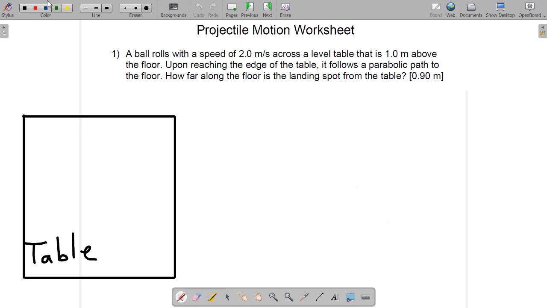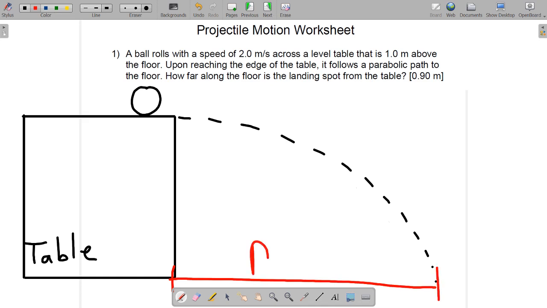So to draw this out, here's what's happening. We have a ball rolling across the table, and eventually it's going to be launched from the table. As it's launched, it's going to follow a parabolic path that looks something like this, and it's going to hit the floor. What this question is asking us to solve for is this distance in the x direction, from here to here, right? Because that's what it means when it says how far along the floor is the landing spot from the table. So ultimately, this is what we're looking for.